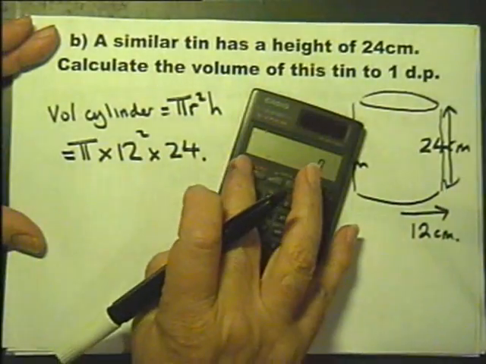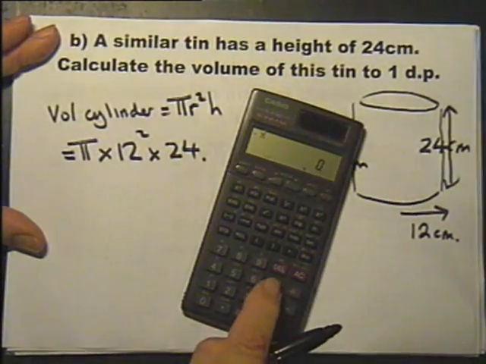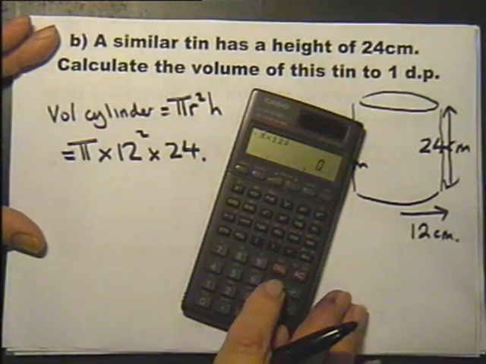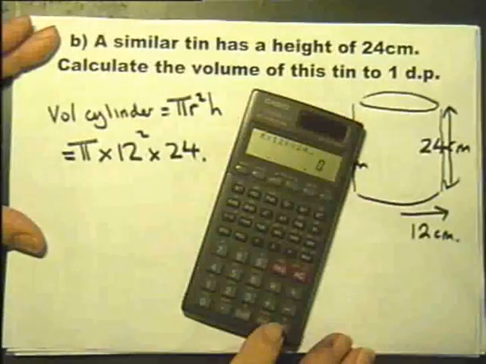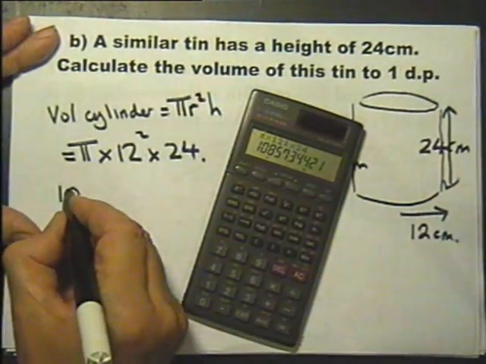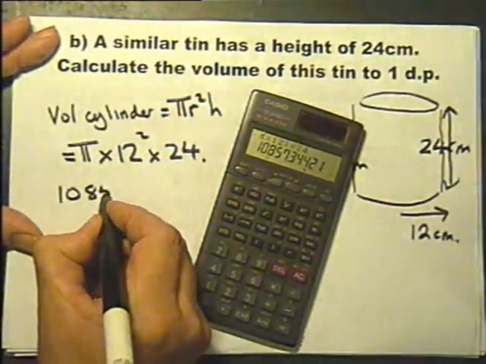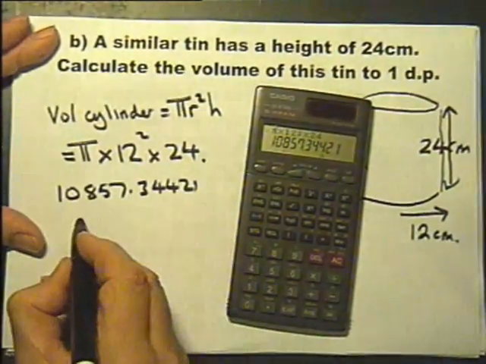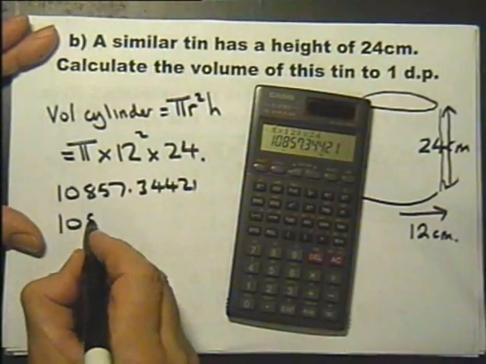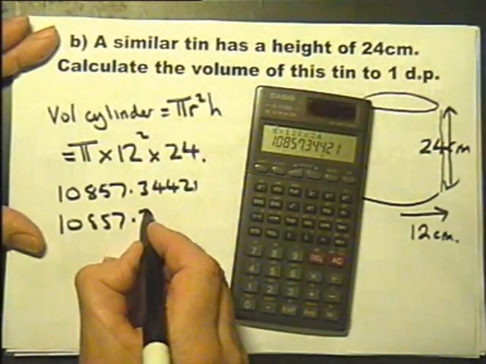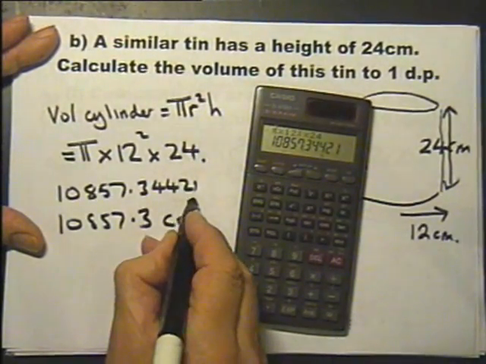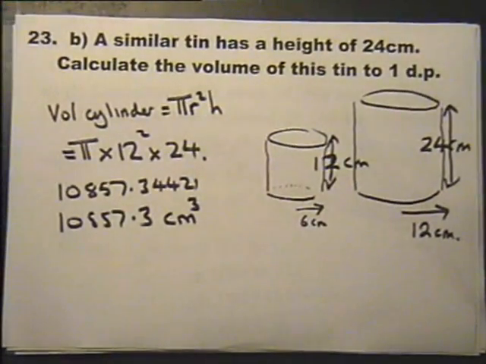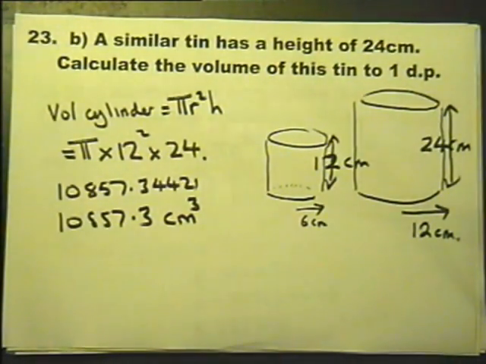Pi, there's my pi button, as long as I press that first. Multiply by 12 squared, I could have typed in 144, see, and I know that's what 12 squared is. Multiply by 24, and here's my answer. One decimal place. And units. Now, that is one way of doing it, and I suspect that's the way most people will do it.